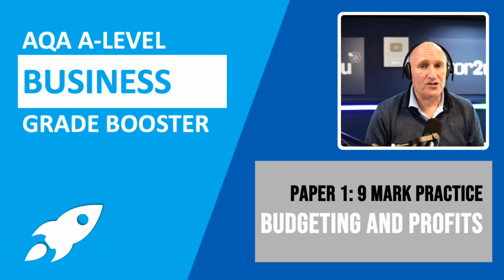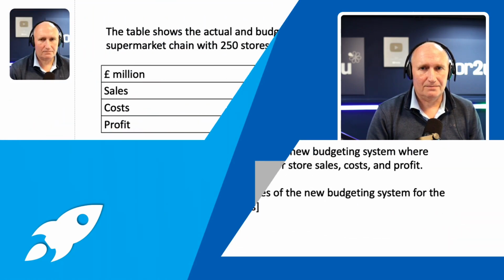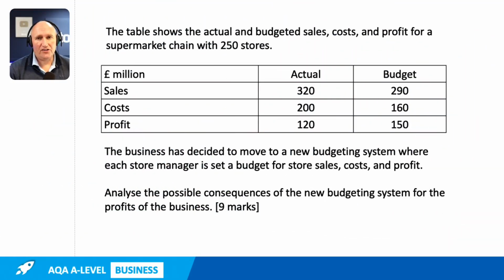Okay, in this 9-mark question, we're having a look at a question on budgeting. And this is an example of a 9-mark question where you might be given some limited data in a table like the one on the screen there. So let's have a look at the stem to this question with the data and the description before we get into unpicking the demands of the 9-mark question.